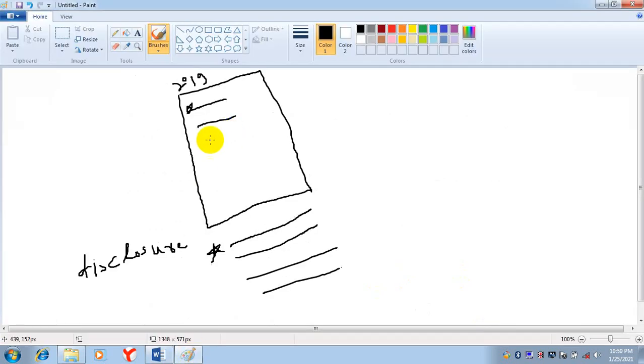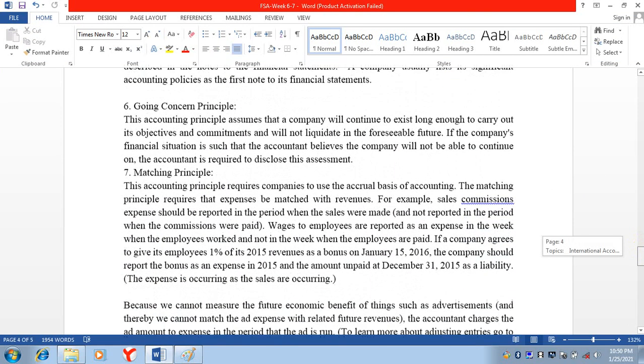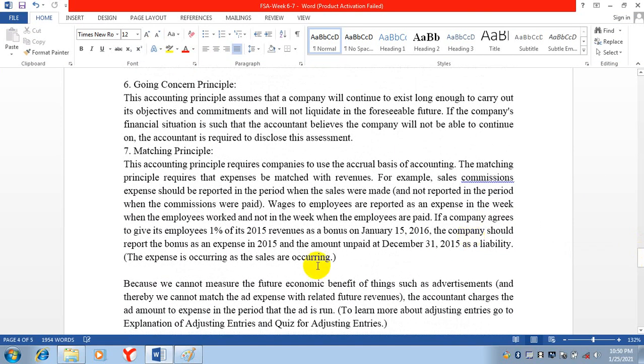Just like I said, suppose you purchased a piece of land this year. Now here you will disclose it. This is an important event. So any important event in the financial statements must be disclosed in the footnotes below the financial statements.